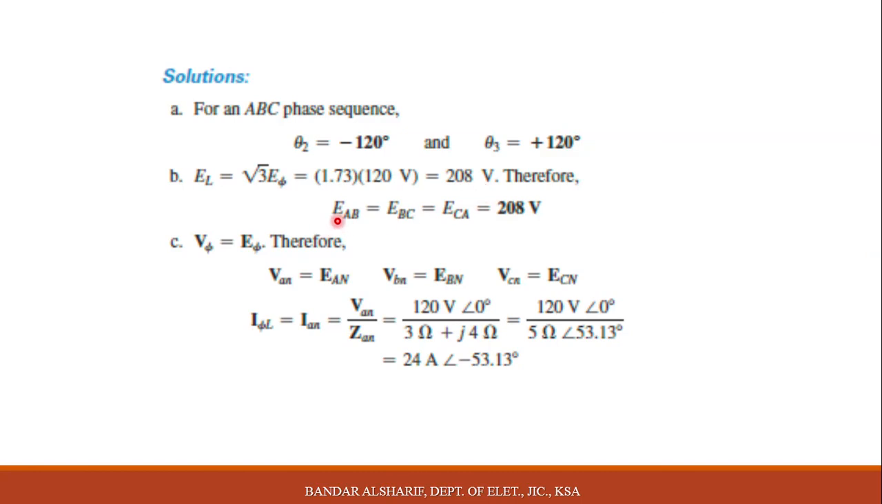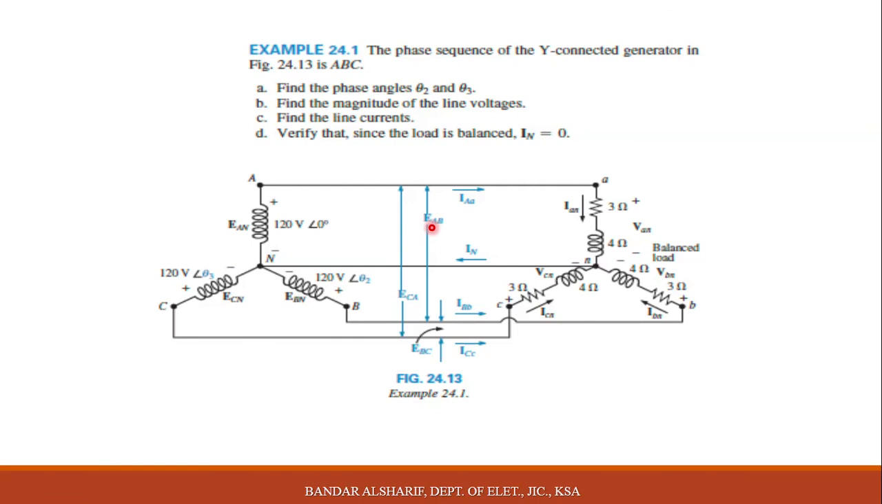Okay, then EAB equal EBC equal ECA, which is the line value for the voltage. Here you can see this and this and this, equal 208. C, find the line current, which is IA, capital A small.